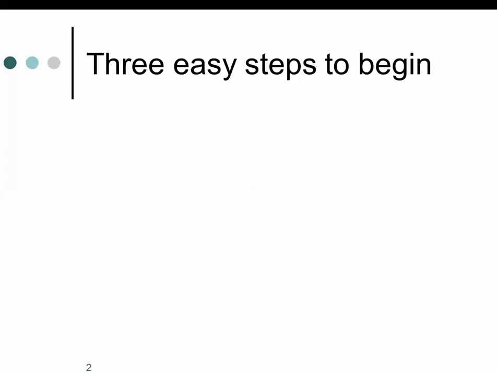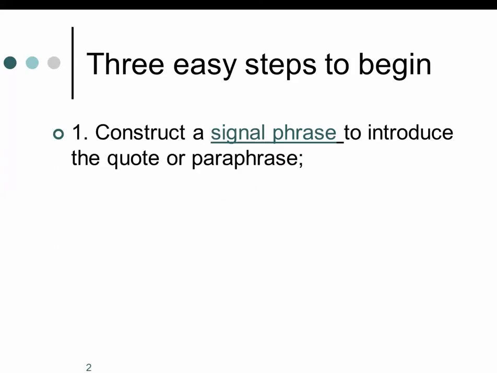There's 3 easy steps to begin. First, you're going to construct a signal phrase to introduce the quote or paraphrase. The signal phrase is your frame, okay? It's the beginning of the frame around your quotation or paraphrase or your borrowed material. You can never just drop a quotation into the middle of a paragraph because we need to know where the quotation is coming from and who is talking in the quotation. So a signal phrase is absolutely essential. Otherwise, you commit the error of the drop quotation. We don't want to do that.